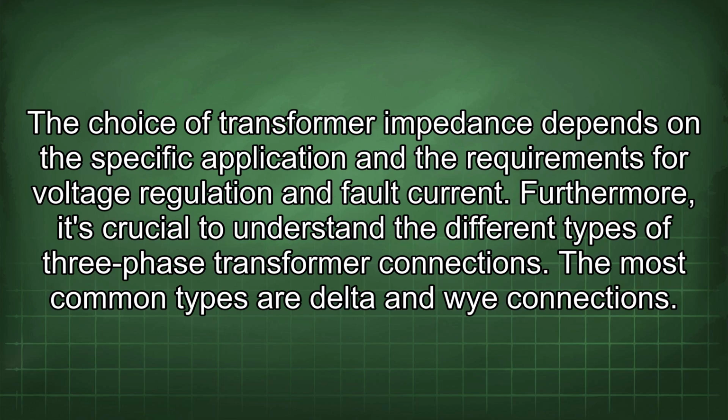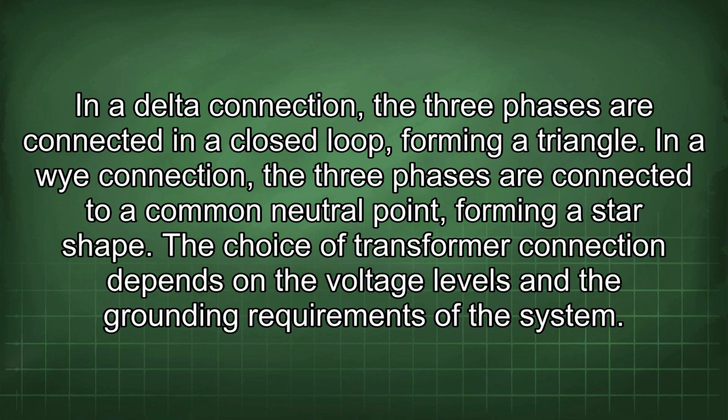Furthermore, it's crucial to understand the different types of three-phase transformer connections. The most common types are delta and Y connections. In a delta connection, the three phases are connected in a closed loop forming a triangle. In a Y connection, the three phases are connected to a common neutral point forming a star shape. The choice of transformer connection depends on the voltage levels and the grounding requirements of the system.